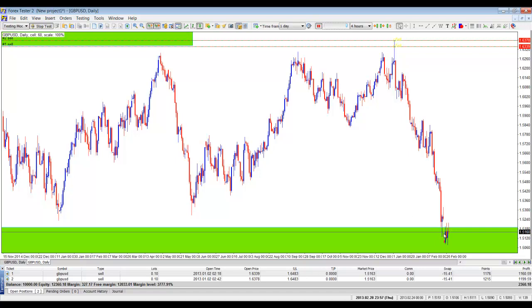So right now there is a good profit running on this trade. It's 23% of the account. So good trading so far.